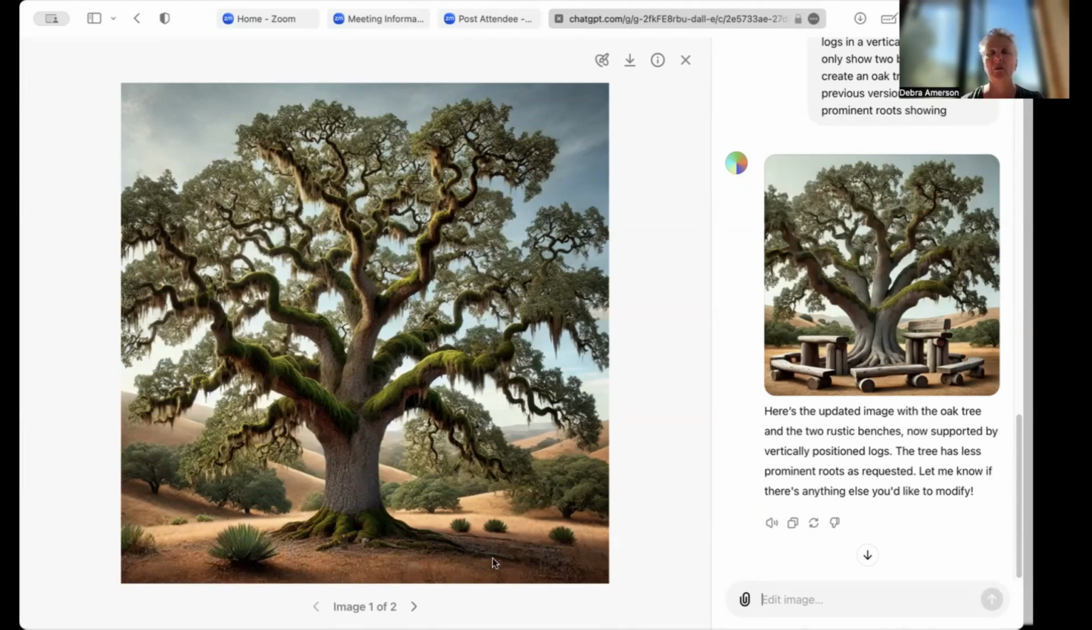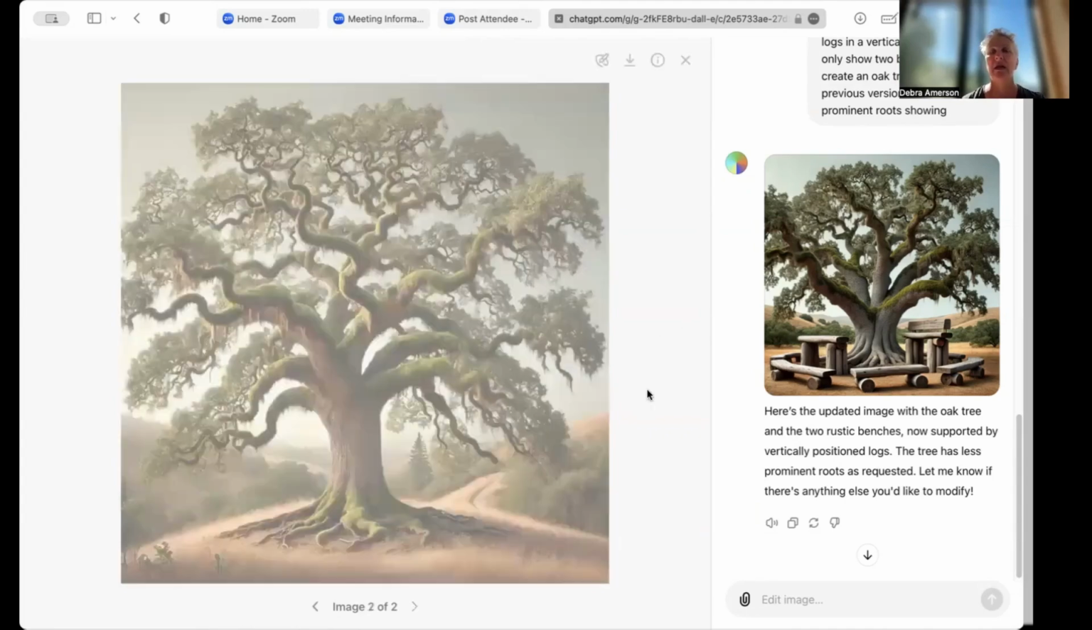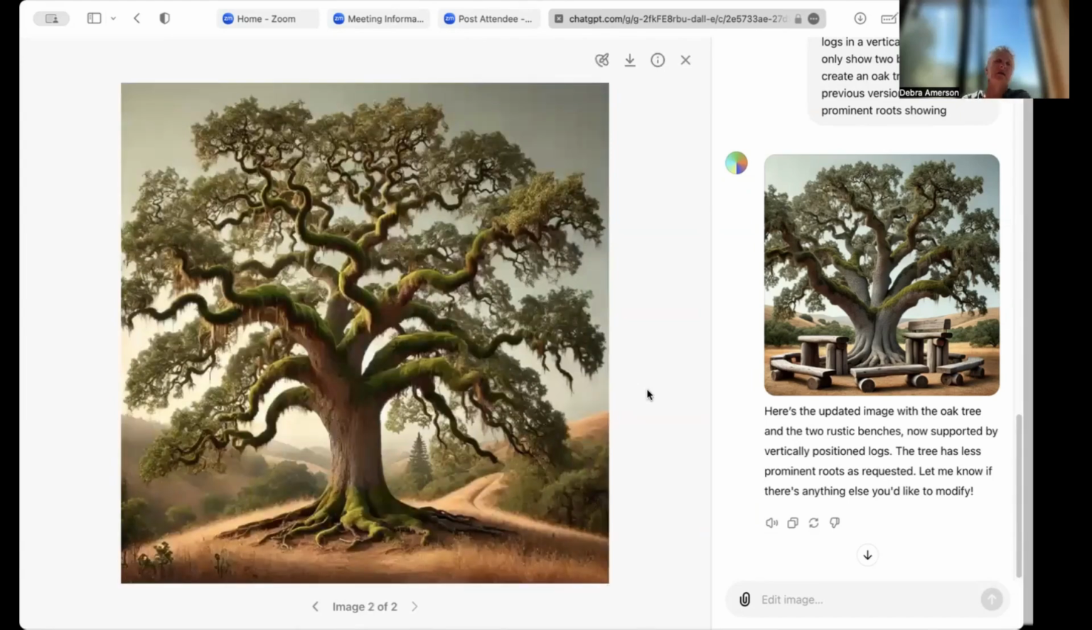I didn't say to put the benches in at the first go around, but I'm very happy with that image. I think the hills look similar. I just think it's a nice image. So that's kind of cool. And then I thought I would try another one, and there's the second one, which I also think is a very nice image.